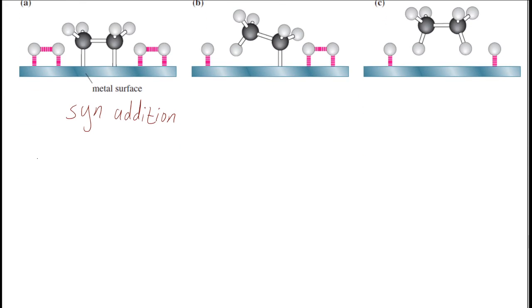So for example, if we were to hydrogenate a dimethyl cyclohexene like that, we don't get either of the optically active or chiral diastereomers. We only get the meso compound because the hydrogens both add to the same side. So that's the only diastereomer we get as a product.